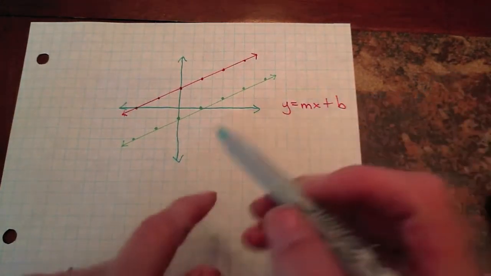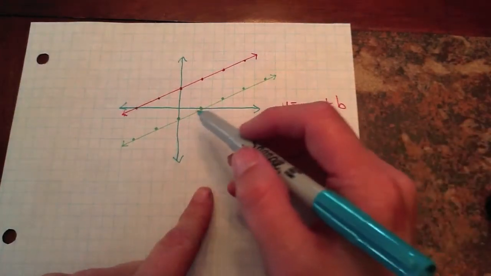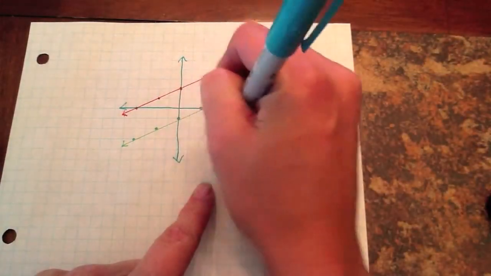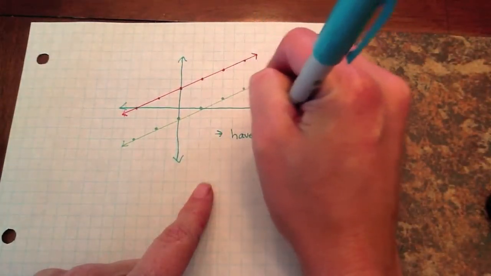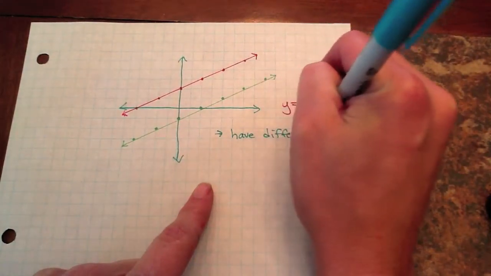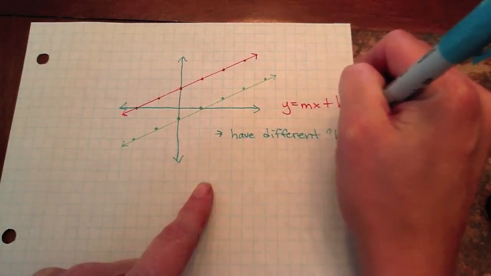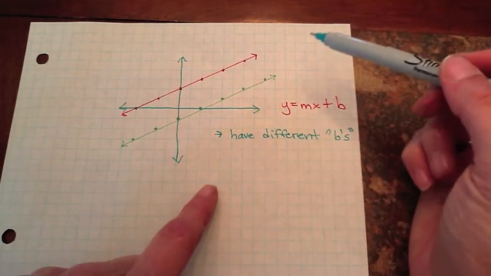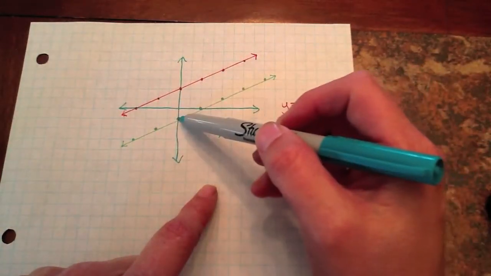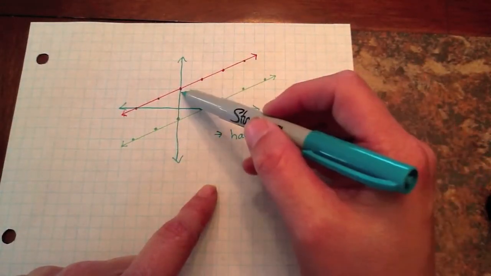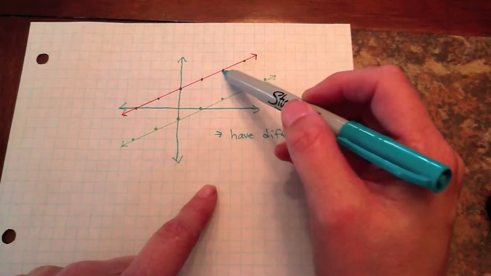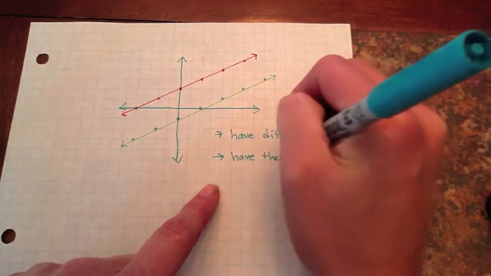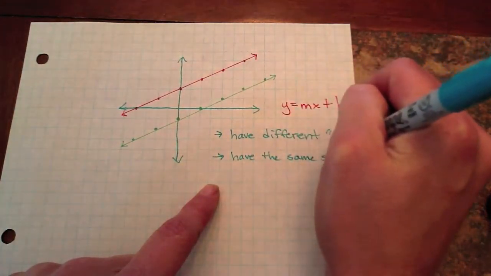Hopefully what you noticed as you looked at this is when you're looking at your B, they cross at two different points on your y-intercept. So they have different B's. And what you might also have noticed is that they have the same slope. It goes up 1 over 2, up 1 over 2, up 1 over 2, up 1 over 2. So they have the same slope, which is your M.